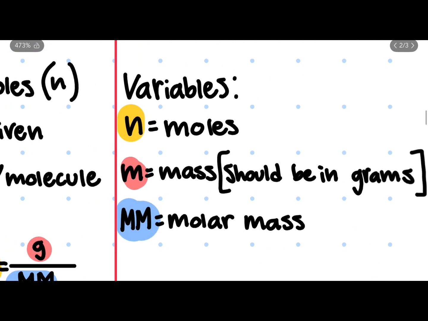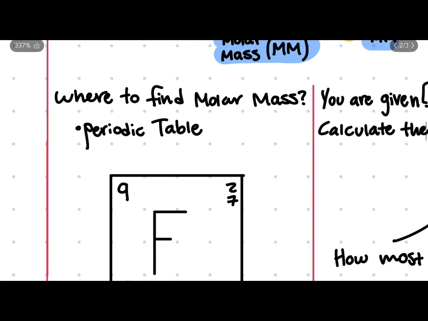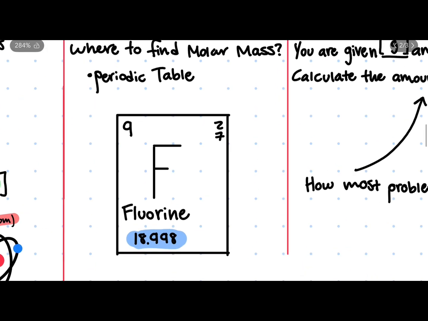So here's what each variable means if you need a little recap. n is moles, m is mass, which should be given in grams, and then MM, which is capital, is molar mass. That's usually given in amu. It's not given anything else, so don't worry about that. And if you're curious where to find molar mass, it's on the periodic table. It's usually under the element name, displayed like this.